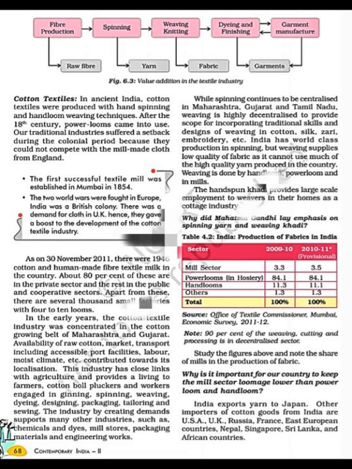So our spinning is very good, but if we see the weaving, that is not up to the mark. Weaving is done by hand looms, by power loom and in the mills. And the handspun khadi provides large scale employment to weavers in their homes, as a small scale cottage industry.